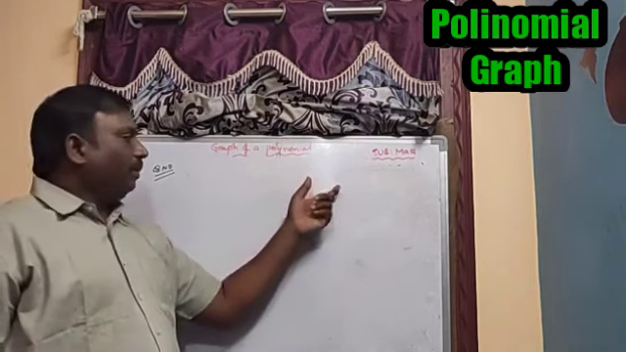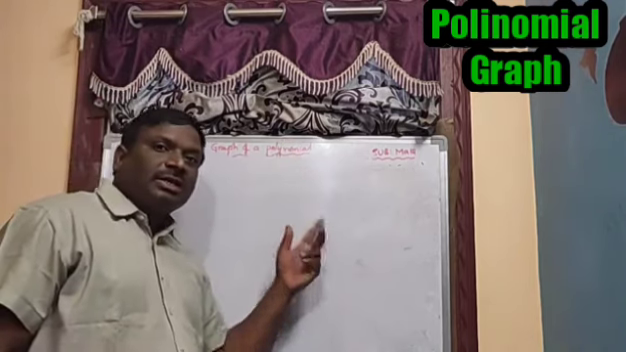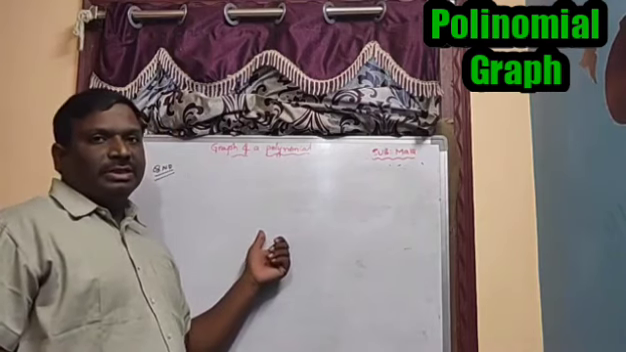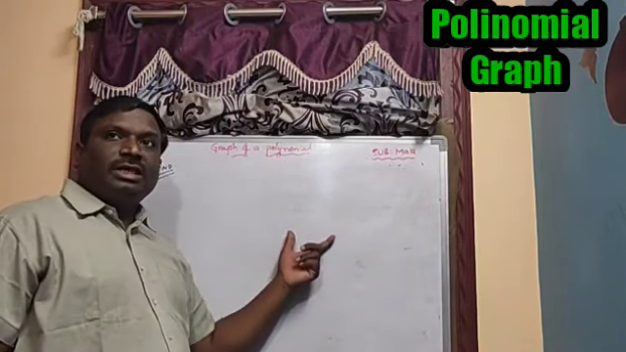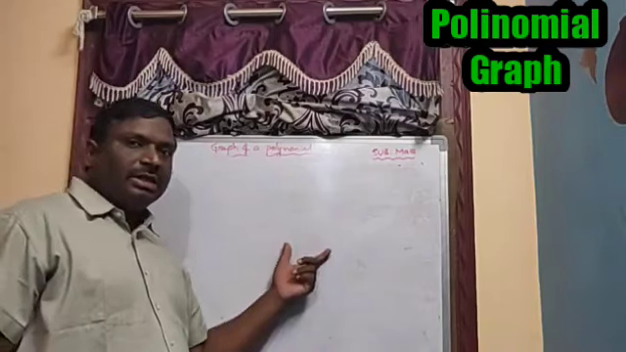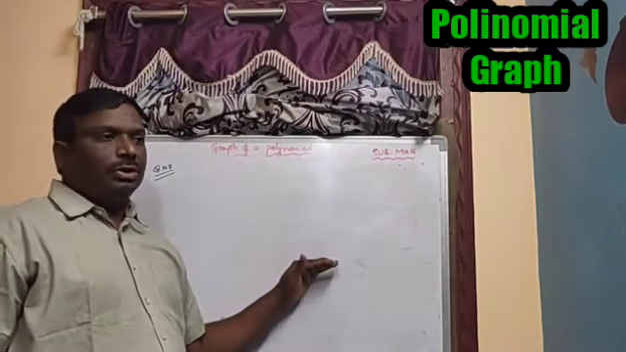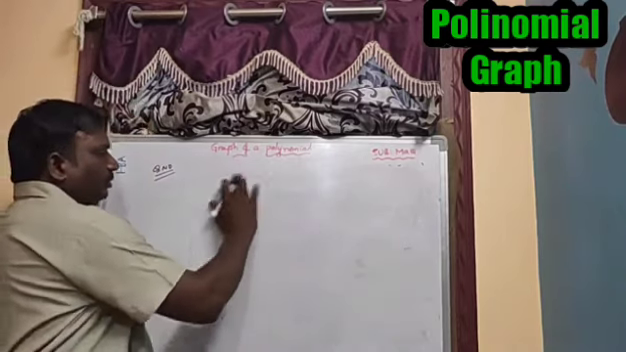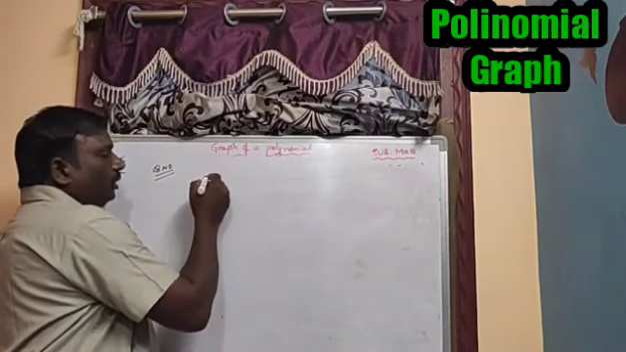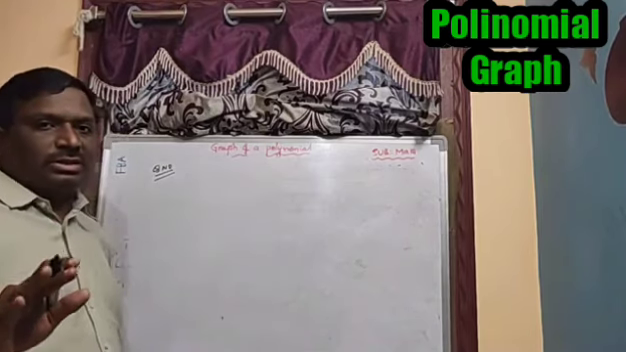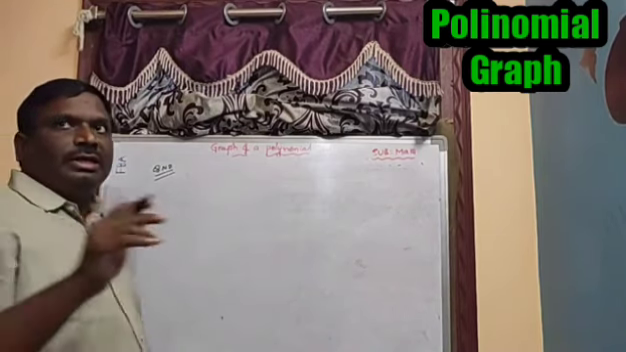In the first example, the result is that the graph intersects the x-axis in 2 different points. But in the second case, the graph touches the x-axis at only one point, that is the 0. So the last one, the third case, is that the graph will never touch the x-axis.